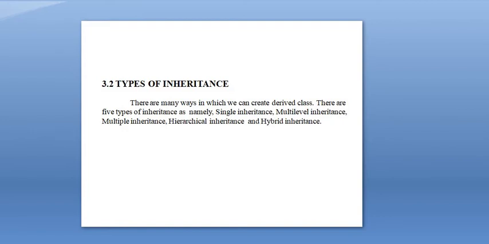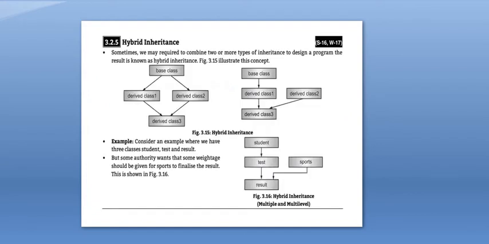Now we will see the hybrid inheritance. So let's start with hybrid inheritance. Sometimes we may require to combine 2 or more types of inheritance to design a program. The result is known as hybrid inheritance. See here there are different diagrams. So first is a base class, derived class 1, derived class 2 and derived class 3. So what does hybrid inheritance mean? When we combine more than one type of inheritance, then it becomes hybrid inheritance.